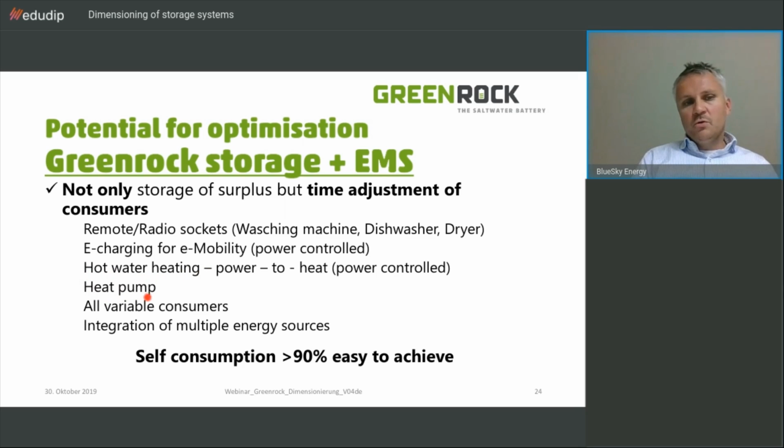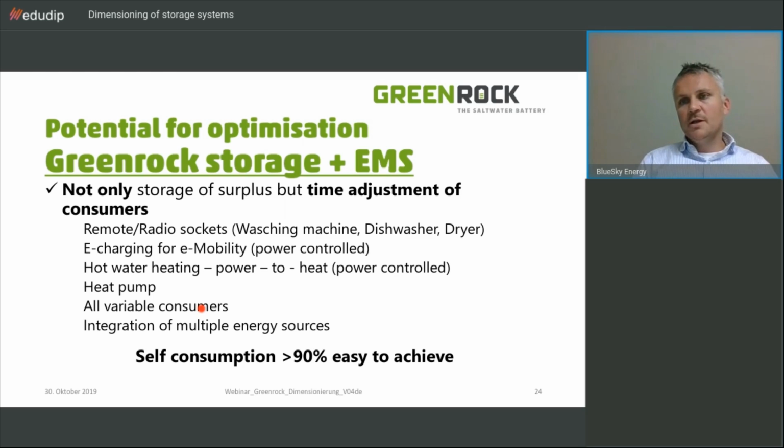Another option is, of course, that we integrate the EMS into a heat pump system. That could be the air pump topics or the ground pump topics, that basically we are using the excess energy to push up the heat pump activity and then use the warmth of the heat pump. And as I also outlined, all variable consumers are options for us to optimize the self-consumption. And we can integrate that with multiple energy sources.